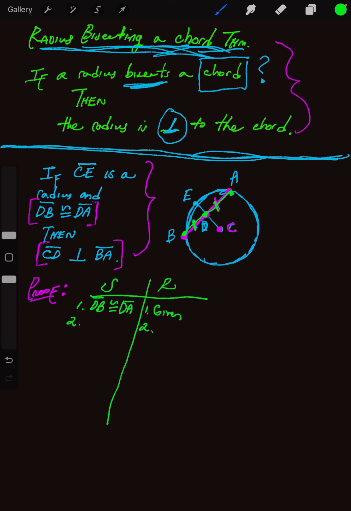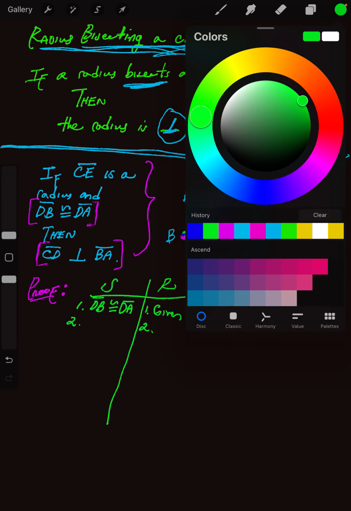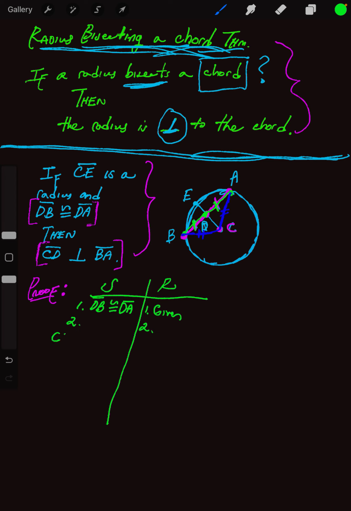With that, I'm going to write in two radii. So the two radii I'm going to write in are CA and CB. And I'm going to immediately call them congruent to each other. I'm going to say CB is congruent to CA. And why is that true? That's true because they're both radii. Both are radii.